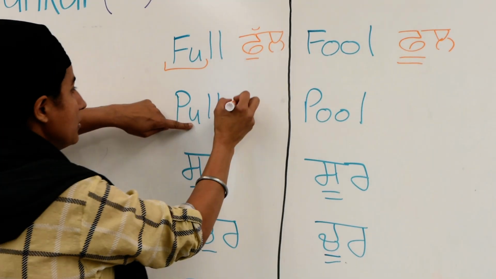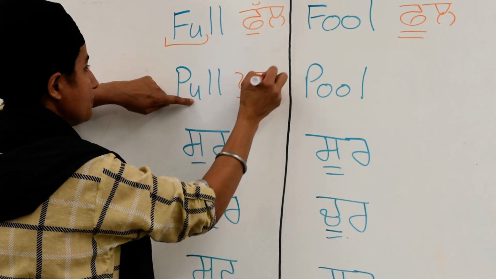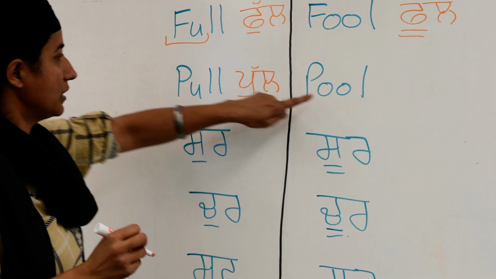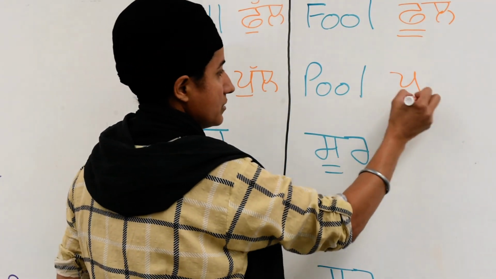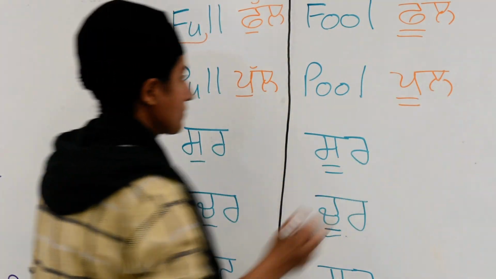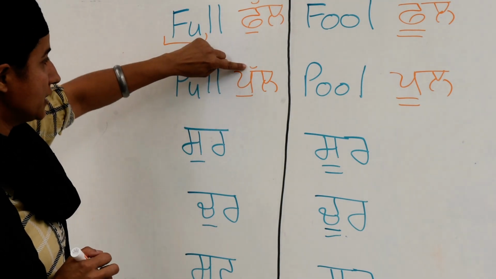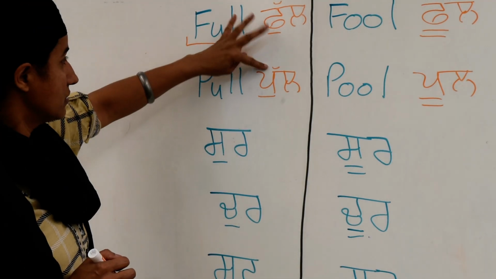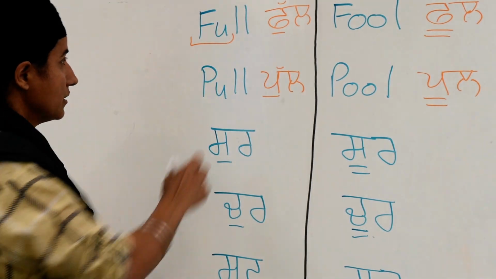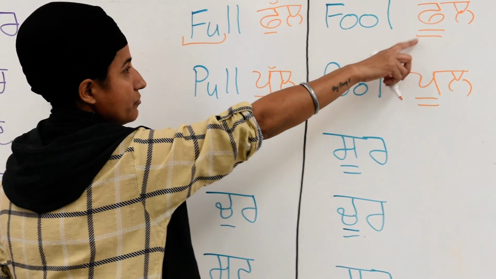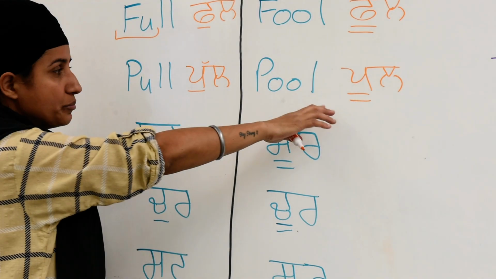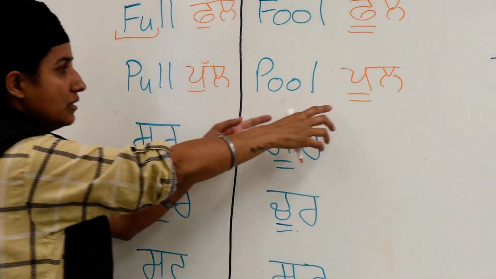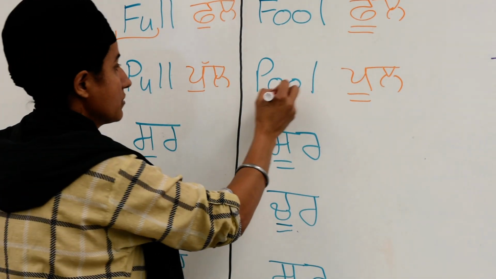We can do one more. Pull: pappe, Aunkar, lala, pull. And this one is pool. I will teach the other sounds in another video, so don't worry about this now. So full, fool, pull, and pool. With one it is the U sound, with two it is the O sound.